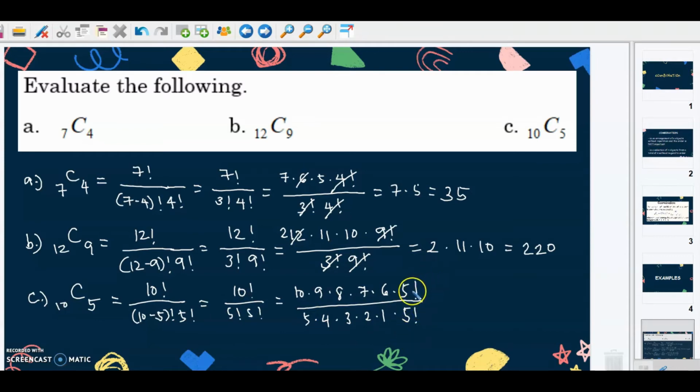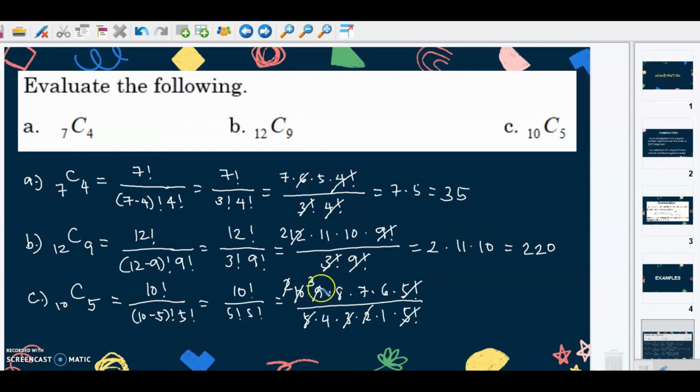Then we can cancel 5 factorial on the numerator and 5 factorial on the denominator. We can also cancel 5 and 10. Then we will have here 2. We can cancel 2 and 2. So on the numerator, we have 9 times 8 times 7 times 6. On the denominator, we have 4 times 3. We can also cancel 3 and 9.